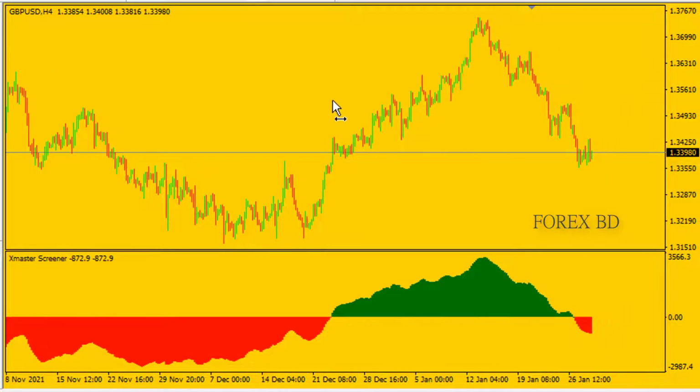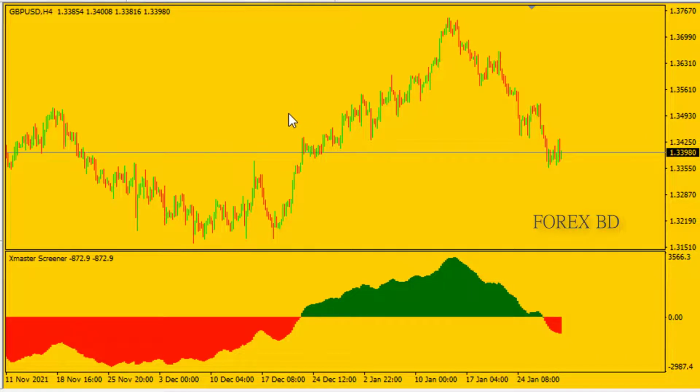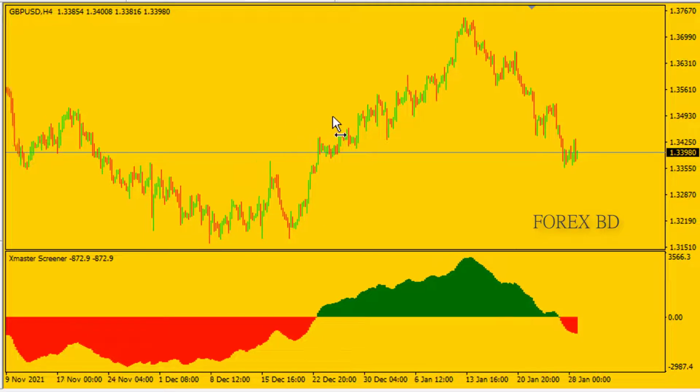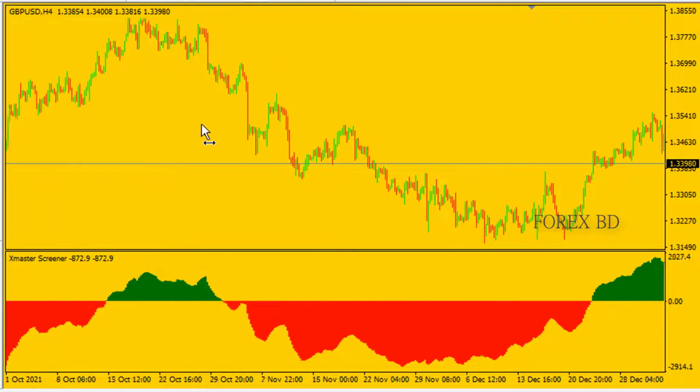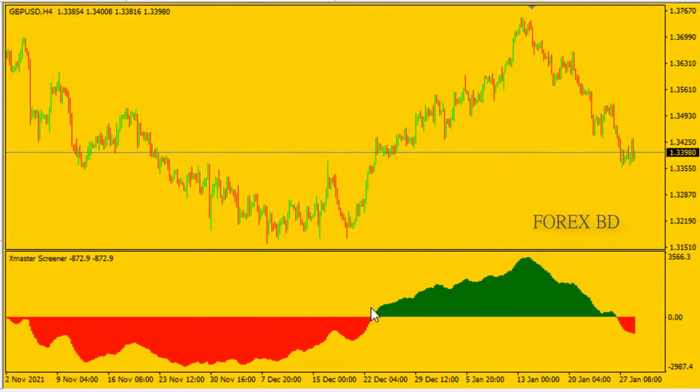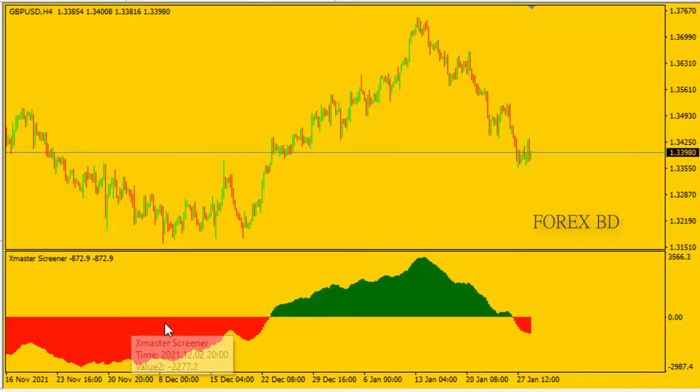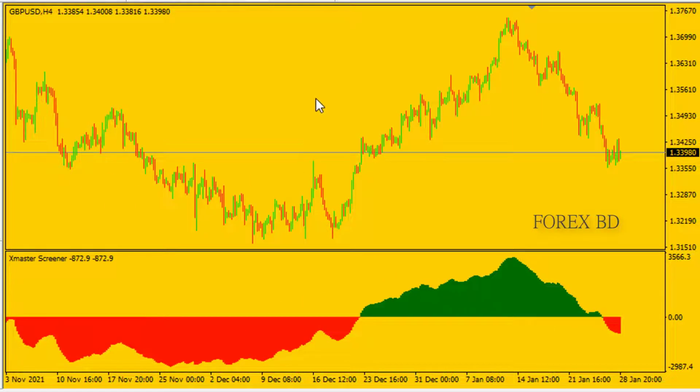So how to do analysis with this indicator? So you can see this indicator on the screen. We have to set up this indicator in our chart. This indicator is set up below the chart. Through this, you can know about the future trend of the market. Very simple process, just watch this video, then you will understand.